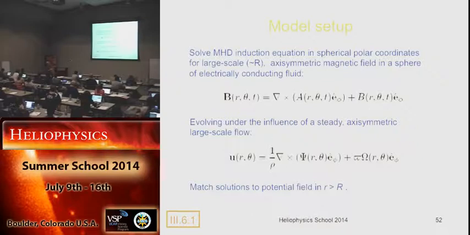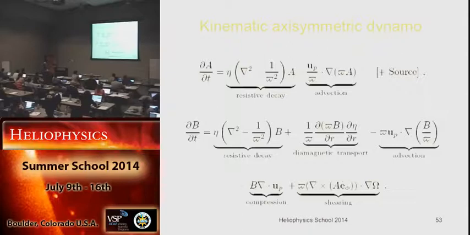Mathematically, you can express a field like that as the curl of a vector potential that only has a phi component, plus the phi component of the magnetic field. You can do something similar with the large-scale flow. And if you do that, by substituting that separation into the induction equation and doing a fair amount of vector algebra, you can end up separating your induction equation into two evolution equations for the poloidal vector potential and the toroidal magnetic field. The solutions that you will be working with in the lab are solutions of these equations. Right? This is what you'll be working with.